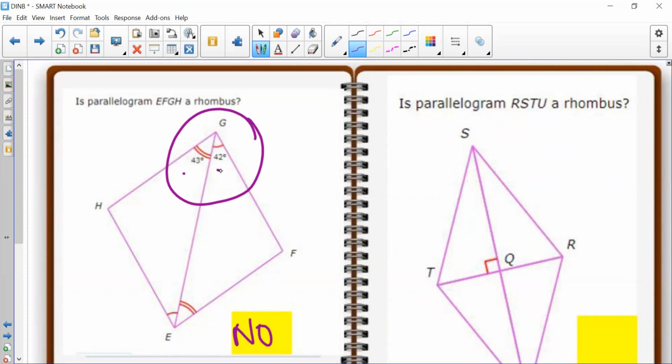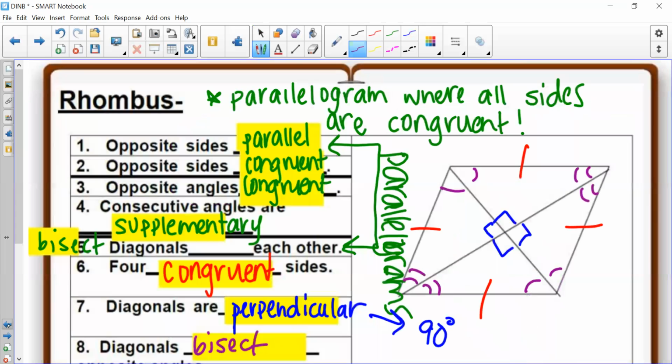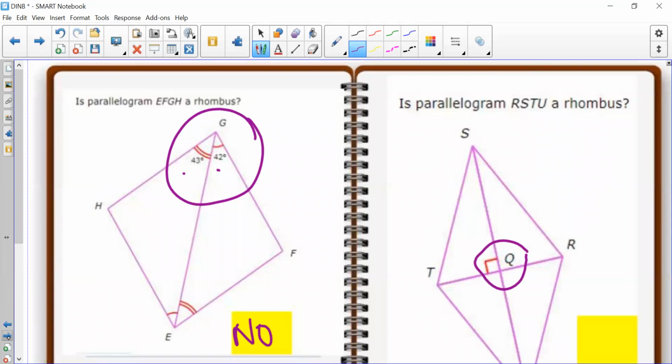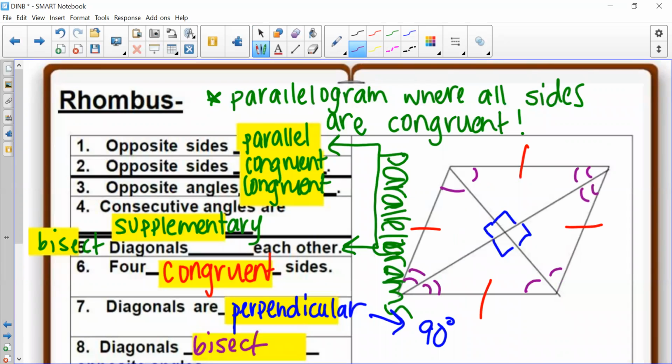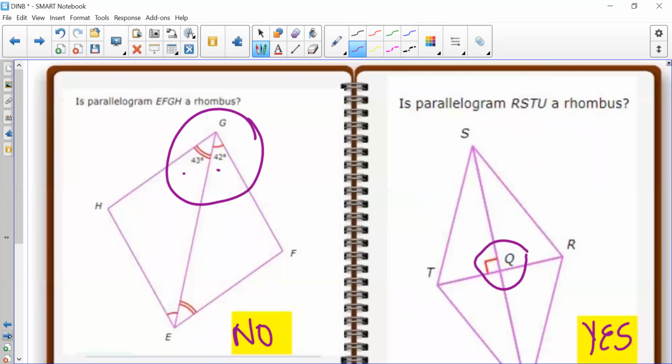Now look at the second one. It says, is this parallelogram a rhombus? And the only information they gave me, they told me there's a right angle in the middle. Well, if I look back, a rhombus does have right angles in the middle. So that lines up with my picture, with my properties. So yes, it is a rhombus. So if they ask you this question, which I believe they do towards the beginning of the IXL, then you're just looking at the information they gave you and comparing it to what we put on our picture or as properties of a rhombus.